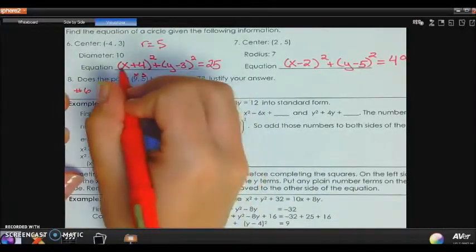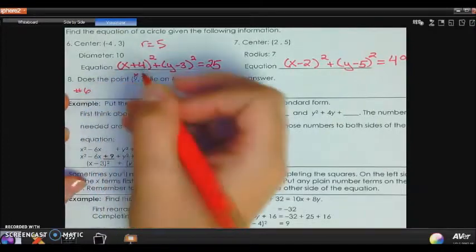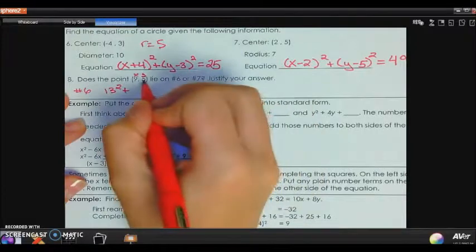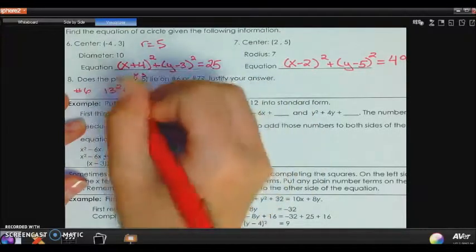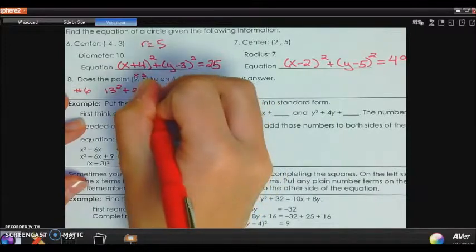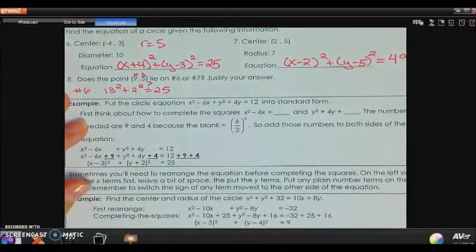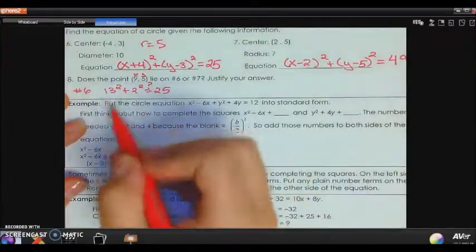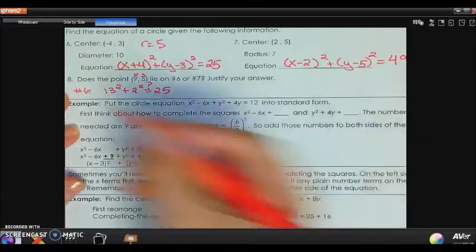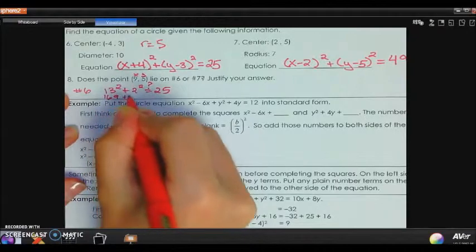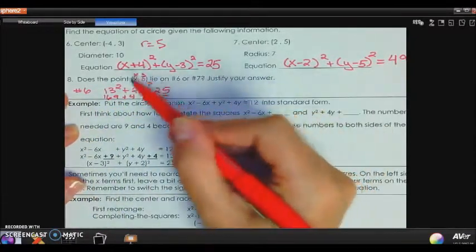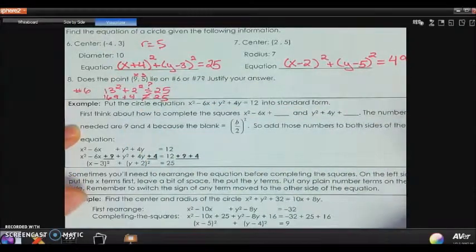So if I plug in x equals 9, 9 plus 4 is 13. So 13 squared plus, if I plug this in, 5 minus 3 is 2. 2 squared equals 25. And when I'm testing something, I like to put a little question mark over that, because I'm seeing, does that equal? Well, do you think that 13 squared plus 2 squared is going to be 25? No, because that's like 169 plus 4. That does not equal 25. So I would say that 9, 5 does not lie on number 6.